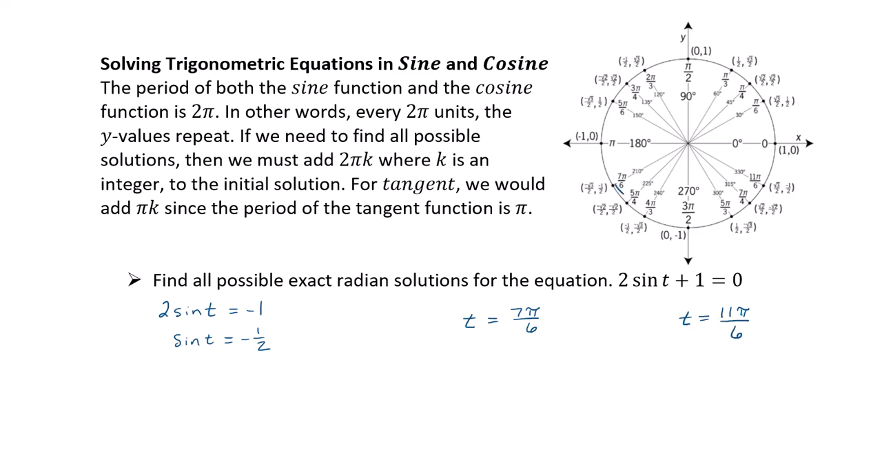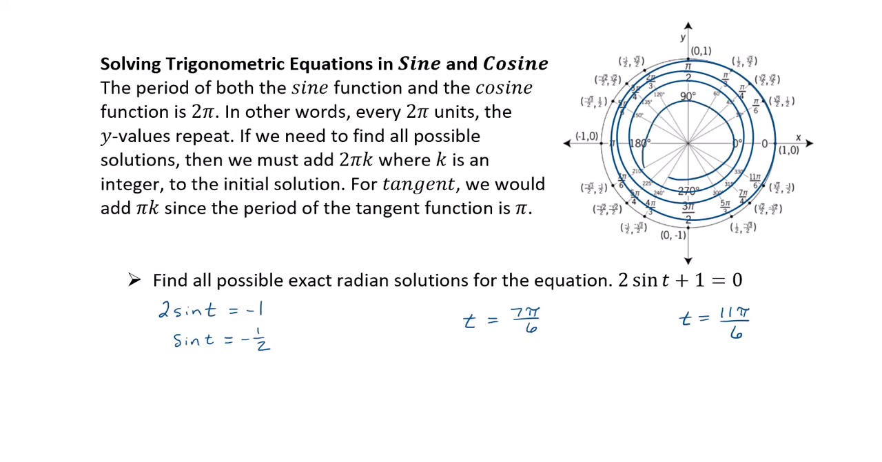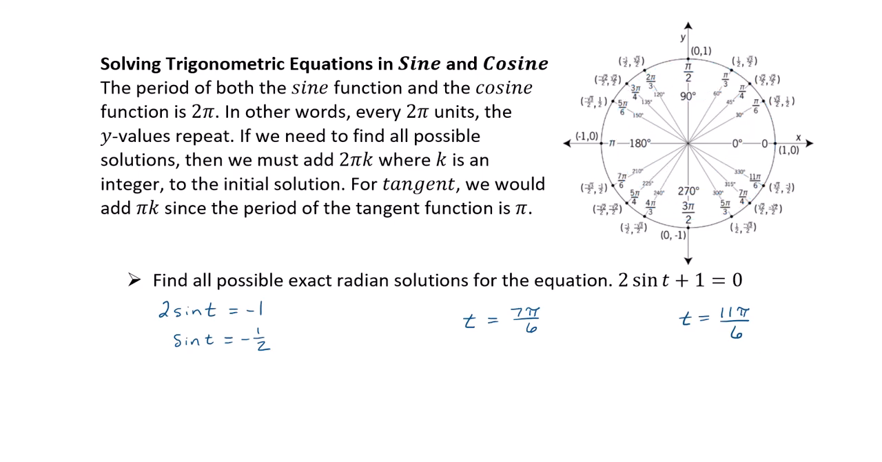Now, to make sure that we are capturing all solutions that are coterminal with that 7 pi over 6 as we go around the unit circle in either direction, what we'll do is say plus 2 pi k. Same with the 11 pi over 6. We're going to add 2 pi k, and then we'll say k is an element of the integers.